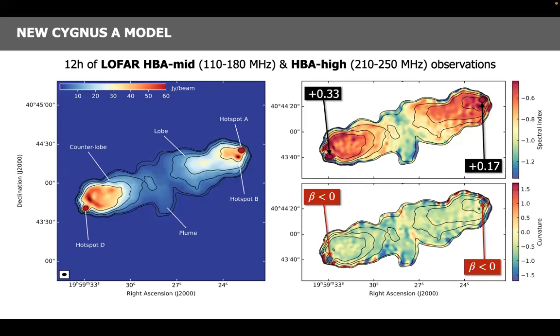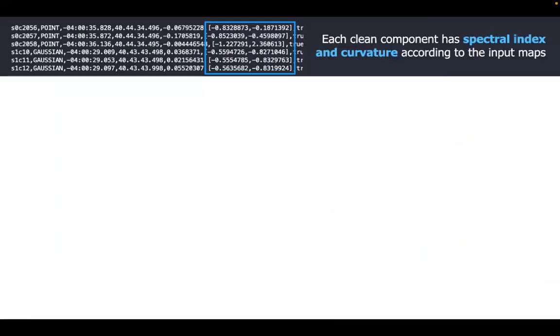So when we use this map as input for the force spectrum method, what we get is a new model. Again, this. But you see now that the spectral indices are physical. They have more reasonable values. They vary across the source.